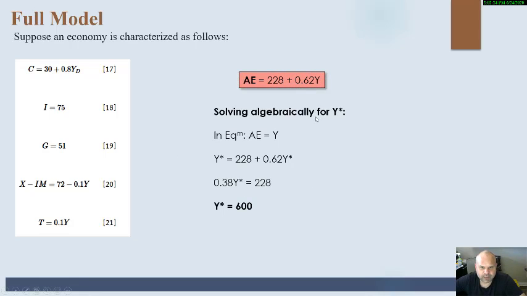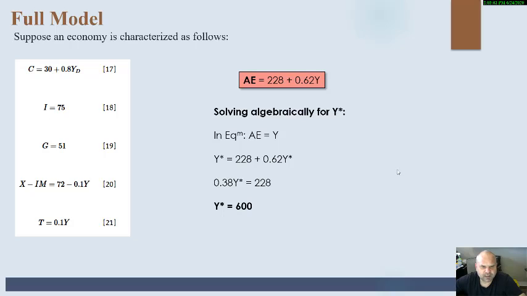So we're going to set AE equal to Y, and then once we do that, we know that the Y that we solve for will be the equilibrium. That's why there's a star on it. And we solve this, so all we're going to do is isolate Y. So we're going to bring that over here. We have 1y, but we owe 0.62y, so we have 0.8y left over. That equals 228. We divide, and we get that the equilibrium level of income is 600.